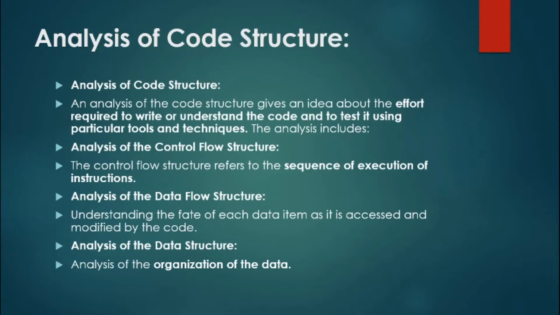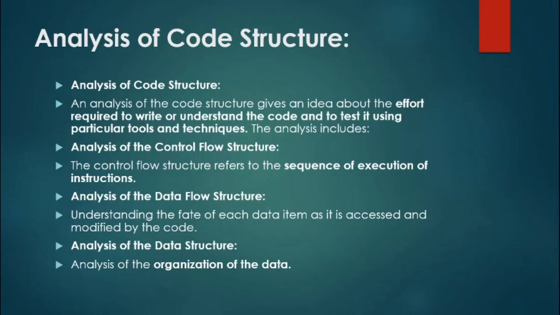Okay. Another thing is analysis of the code structure. It gives an idea about the effort required to write or understand the code and to test it using a particular tool and technique. This kind of analysis includes the analysis of the control flow, the analysis of the data flow, and the analysis of the data structure. The control flow structure refers to the sequence of execution of the instructions. So in what sequence the code will be executed. The first instruction will be executed first, then comes the second instruction, then the third. So it decides the sequence in which the execution will happen.